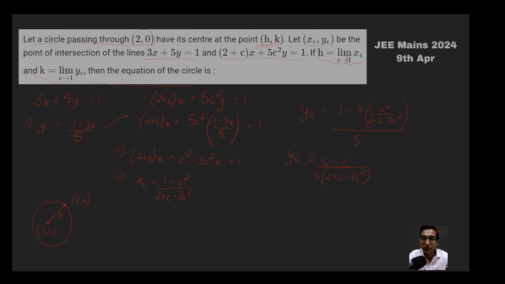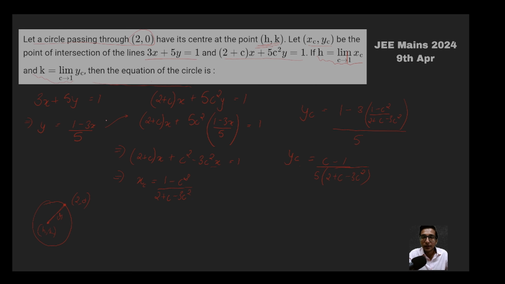That means you have to convert xc and yc in such a way that they are only in terms of c, and by using the limit where c is tending to 1, you can find out the value of h and k. So that was the only concept here that you had to understand.